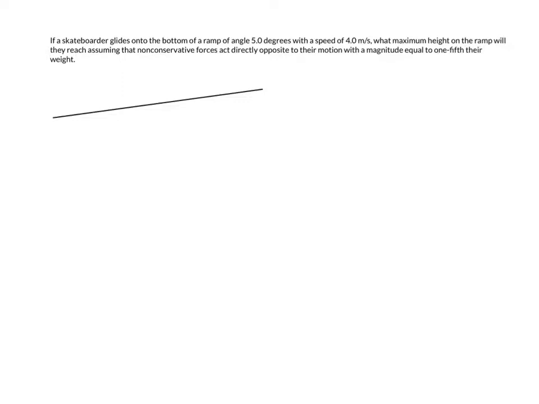If a skateboarder glides onto the bottom of a ramp of angle 5 degrees with a speed of 4.0 meters per second, what maximum height on the ramp will they reach, assuming that non-conservative forces act directly opposite to their motion with a magnitude equal to 1/5 their weight?